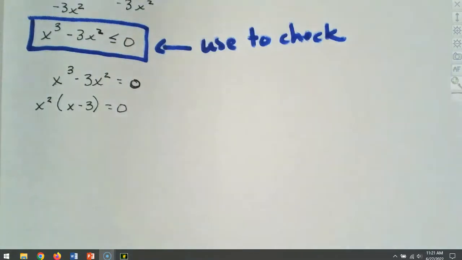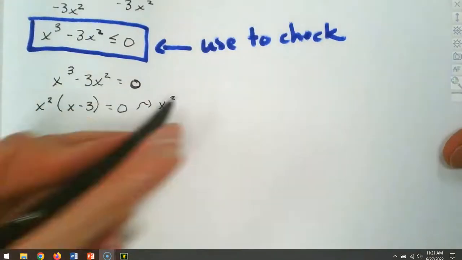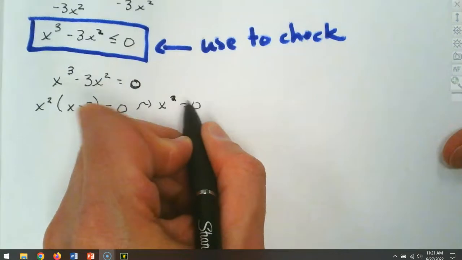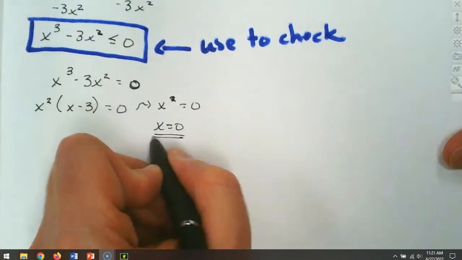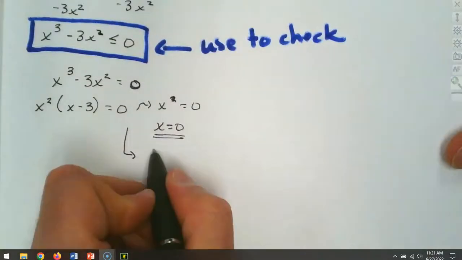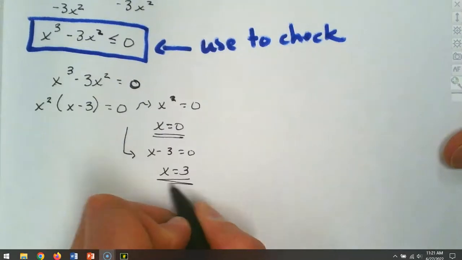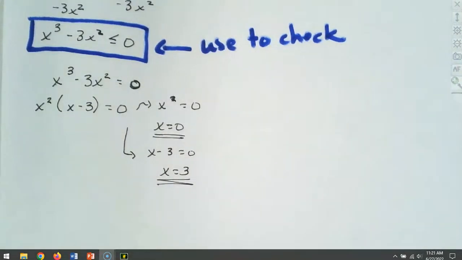And we're going to get our two solutions because we know that x squared equals 0, so x equals 0, right? And the other one is x minus 3 equals 0, so moving it over, we get x equals 3. Okay, so easy enough there.